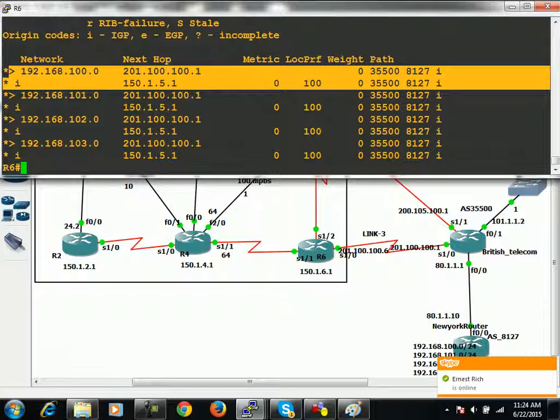But do one thing, via R5 make it 101 now. Whereas via BT its local preference will remain null. But you will see that it will start to prefer via R5, because as I said, if it is null, it will consider it as 100 only. So this time it is not possible for BGP to define its best path based on local preference.